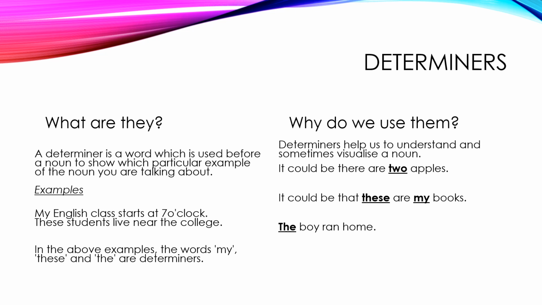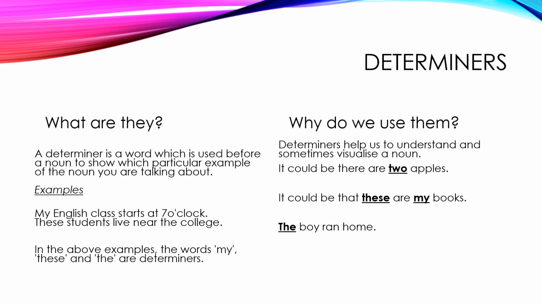So what are determiners? It's a word which is used before a noun to show the particular example of the noun you're talking about. So: my English class starts at 7 o'clock. The determiner there is my.